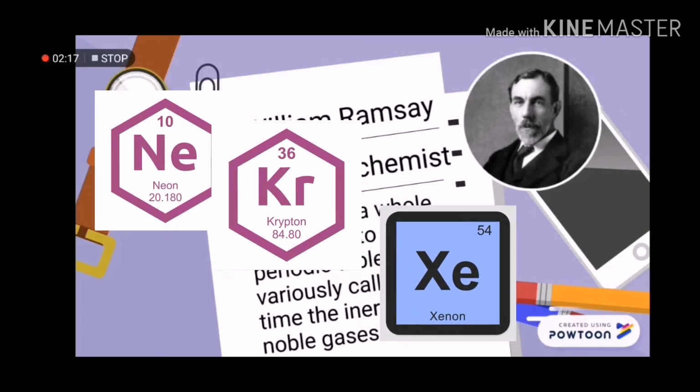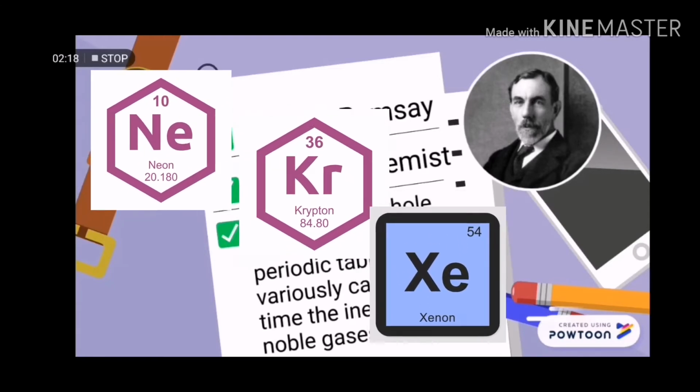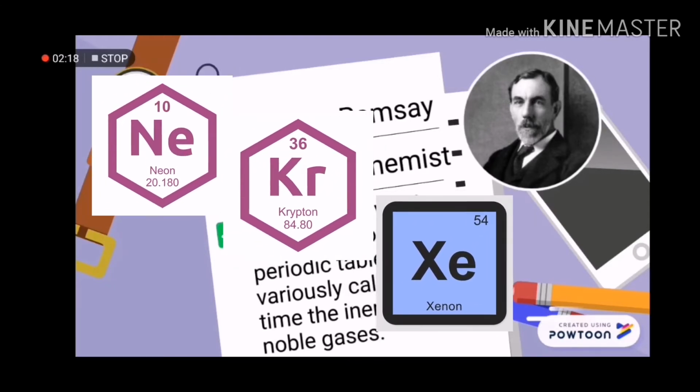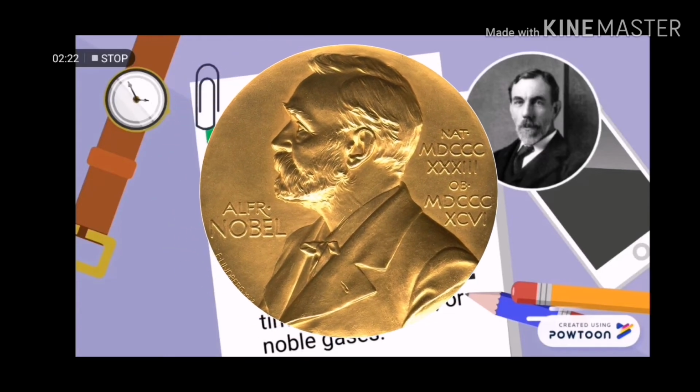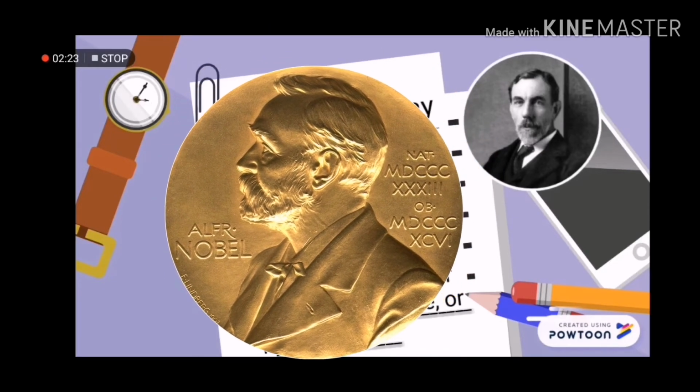He and his co-workers quickly isolated neon, krypton, and xenon from the Earth's atmosphere. He introduced a whole new group to the periodic table, variously called over time the inert, rare, or noble gases. Due to his discovery of the new group of gases, he won the Nobel Prize in Chemistry in 1904.